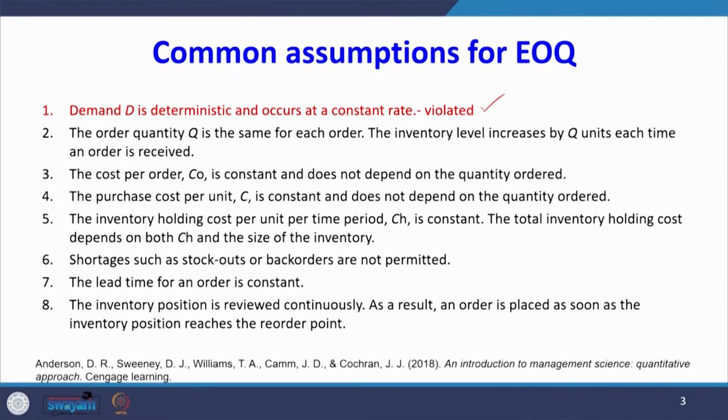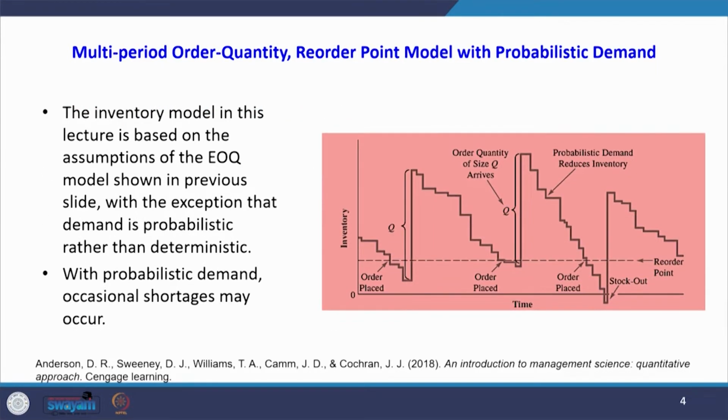The lead time for an order is constant. The inventory position is reviewed continuously. As a result, an order is placed as soon as the inventory position reaches the reorder point. These are the 8 assumptions of the traditional EOQ model. In the model which I am going to discuss, the first assumption, that demand is deterministic and occurs at a constant rate, is violated. So, the inventory model in this lecture is based on the assumptions of the EOQ model shown in the previous slide, with the exception that the demand is probabilistic rather than deterministic.